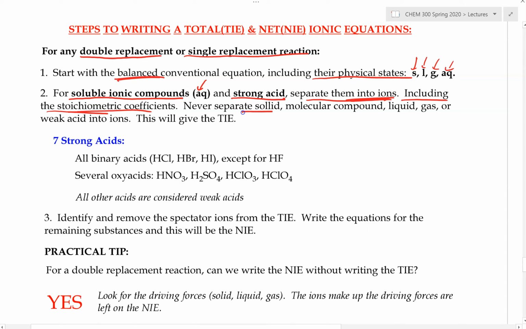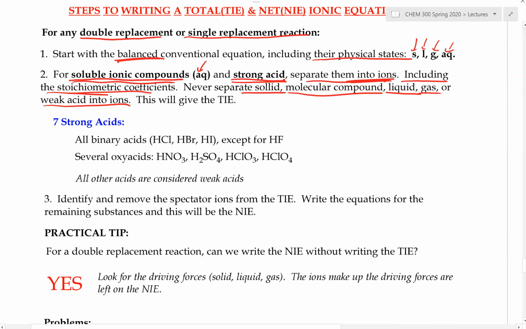Now, never separate solids, molecular compounds, liquids, gases, or weak acids into ions because they do not exist as ions when we make a solution out of them. And because they do not exist as ions, we should not break them into ions. Got it? So only break soluble ionic compounds and strong acids into ions. Okay. Now, this is where you need to be able to use the solubility guidelines to figure out whether an ionic compound is soluble in water or not. And as for the strong acids, this is something that we have to kind of remember.